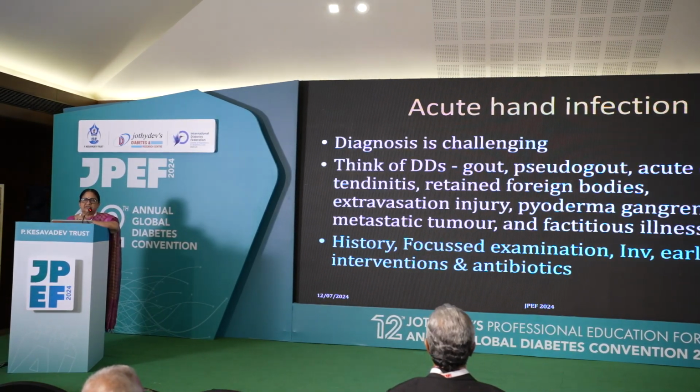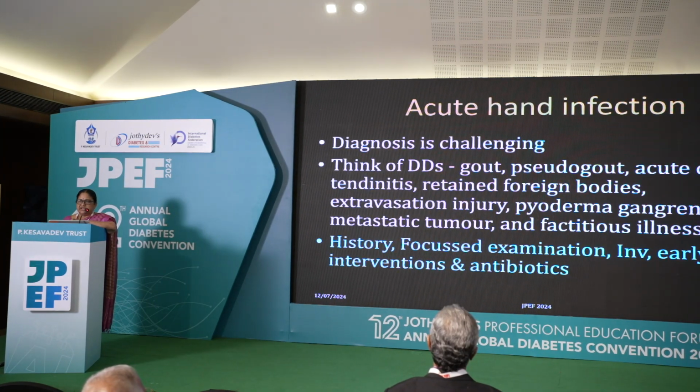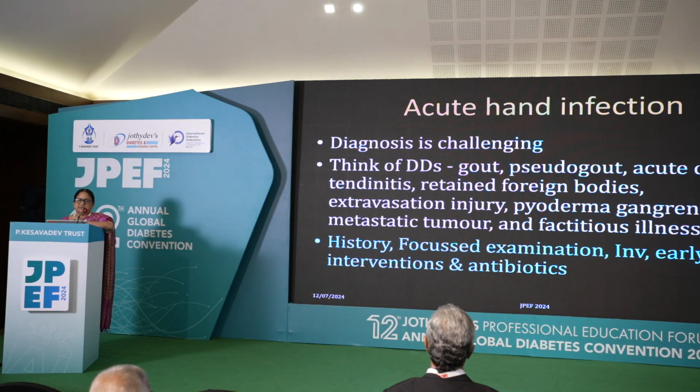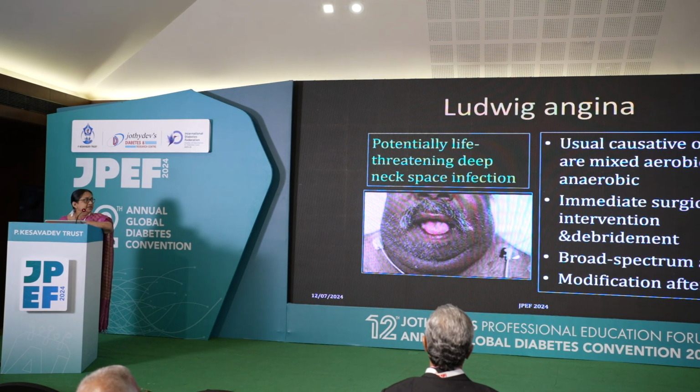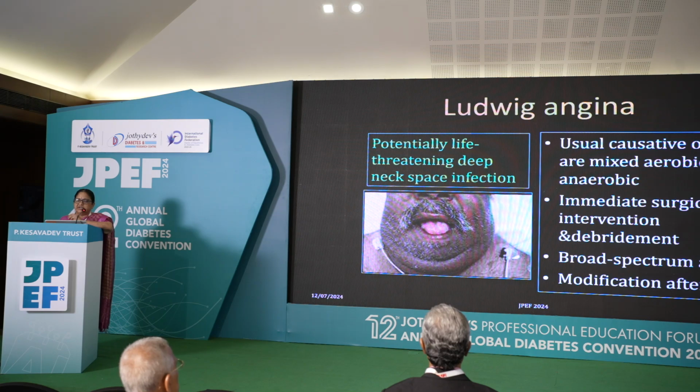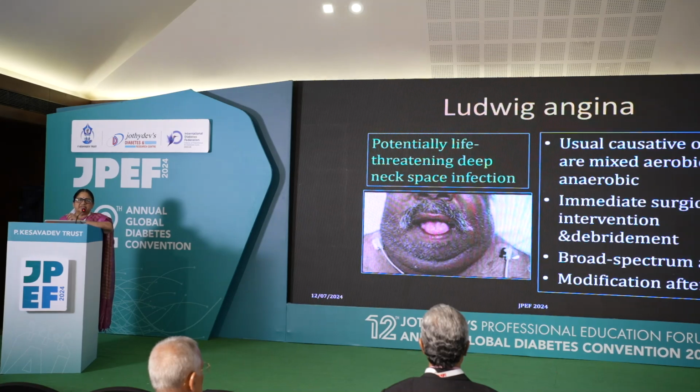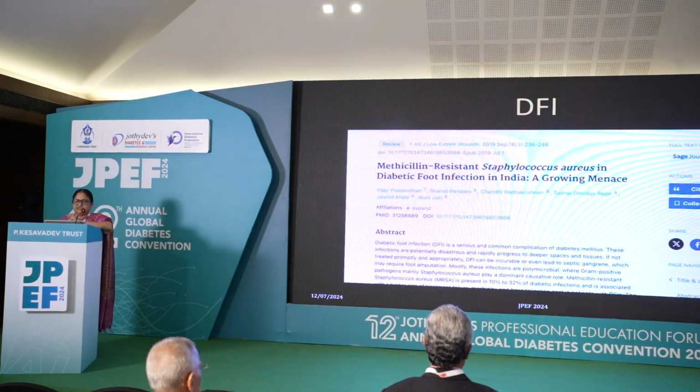Acute hand infection: we have to have a history, focused examination, investigations, and early antibiotic intervention. There will be a lot of differential diagnoses, and diagnosis is always challenging. This is an emergency, a potentially life-threatening deep neck space infection. Usually the organisms are mixed aerobic and anaerobic infections. Immediate surgical intervention and debridement with broad-spectrum antibiotics, and we have to modify the antibiotic treatment after sensitivity testing.